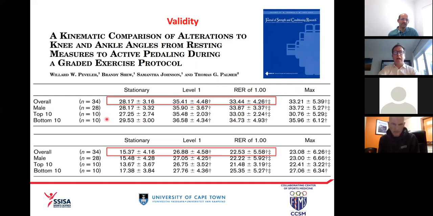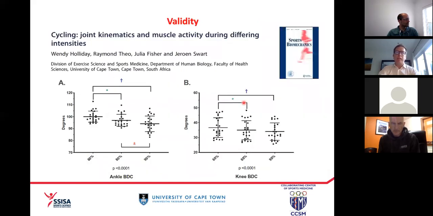And what we see if we look at the knee and ankle kinematics is that going from stationary to level 1, we see an almost identical change to Rodrigo's study of 8 degrees of increase in knee flexion, and similarly, an increase in ankle plantar flexion. But then when you go from low intensity to higher intensity, we see that the knee flexion angle goes the opposite direction. So initially an increase of 8 degrees and then a drop of approximately 2 degrees. And this is something that we've seen in our research as well.